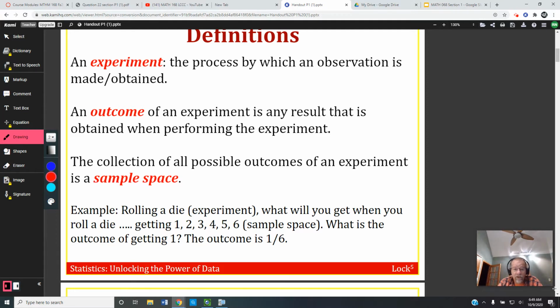Example, rolling a die is an experiment, and something will happen when you roll a die. You get a 1, 2, 3, 4, 5, or 6. That's your sample space. What is the outcome of getting a 1? The outcome is 1 out of 6. Why? Because there's only one number 1, but there are 6 different numbers that can take place. So the outcome is actually something taking place or something happening.